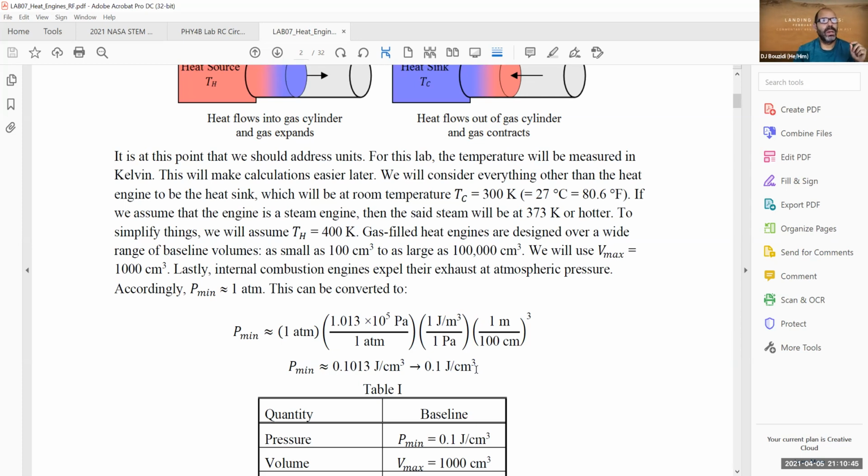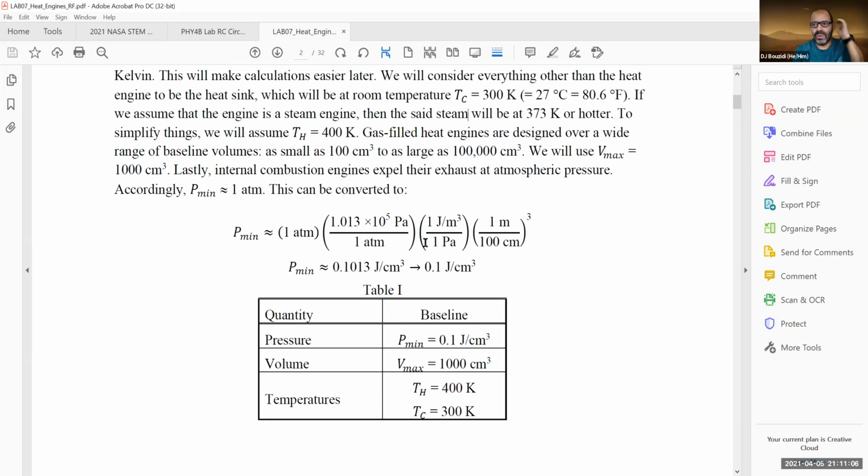This is actually normal room temperature, normal room pressure. So this is the Pmin that we're going to be working with. This is the temperature for the hot engine, T hot, a little over the boiling temperature of water. And this is about the room temperature, which is the temperature for the T cold. Okay, so those are some of the numbers.